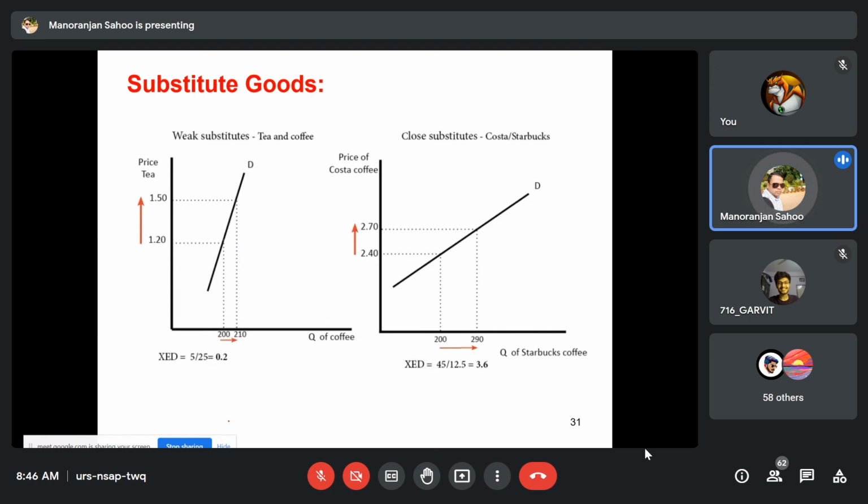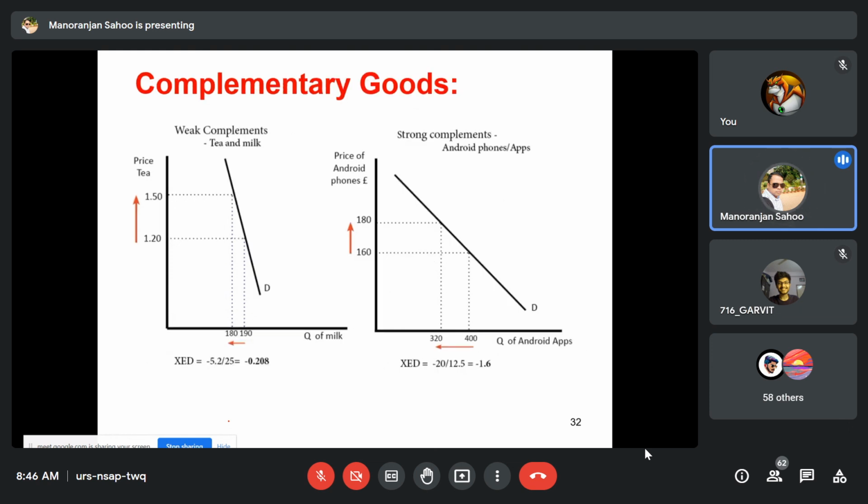Then in case of a weak substitute, it will be a steeper demand curve, and the close substitute will be flatter. Like the weak complement and the strong complement, it will be steeper and flatter.